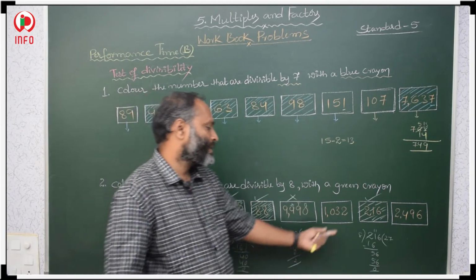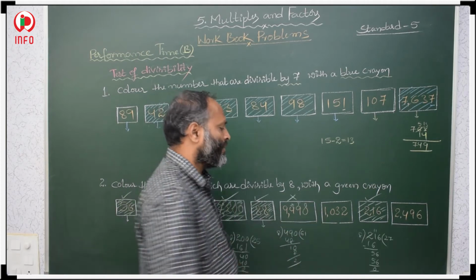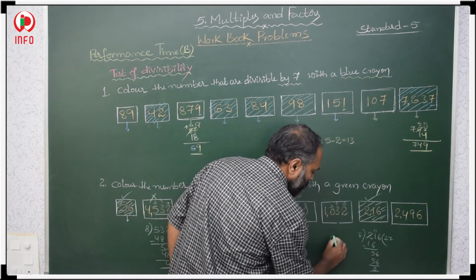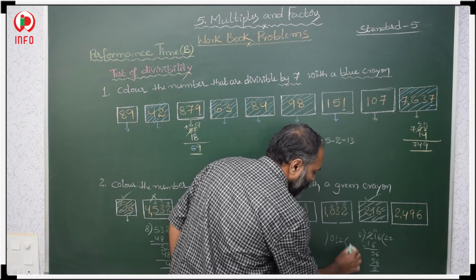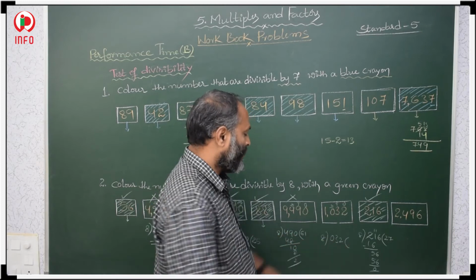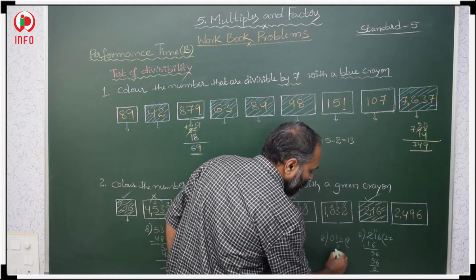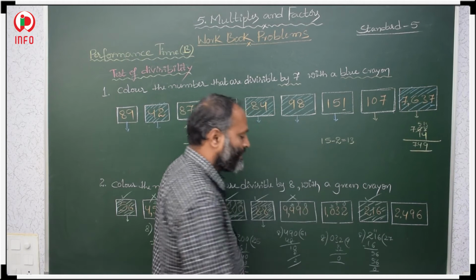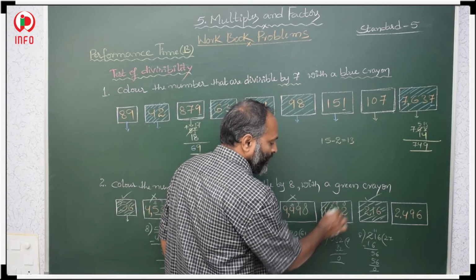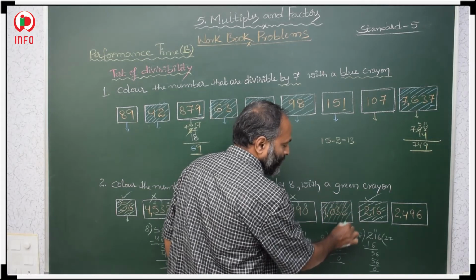Then you go for this one, 30032. So the last 3 digits, ones, tens, hundreds: 0, 3, 2 divided by 8. Once you check 0, 3, 2, 8 4s are 32. So it's divisible by 8. Color with green crayon. Okay.